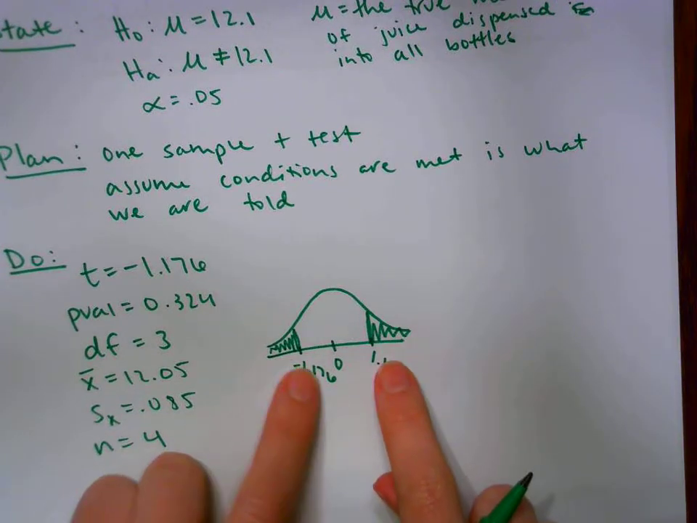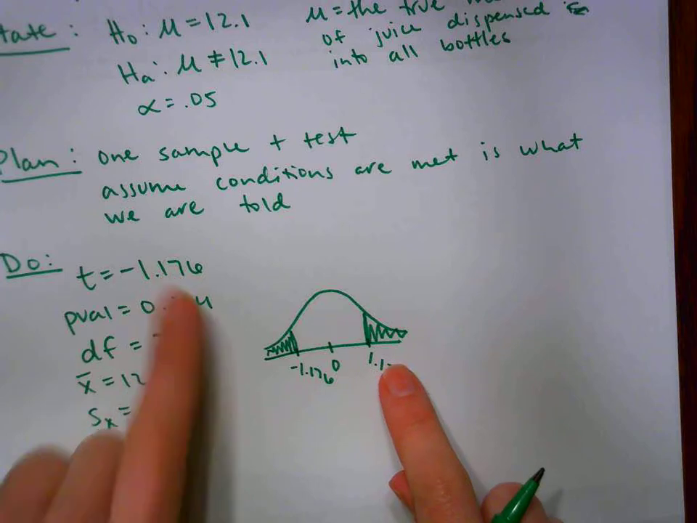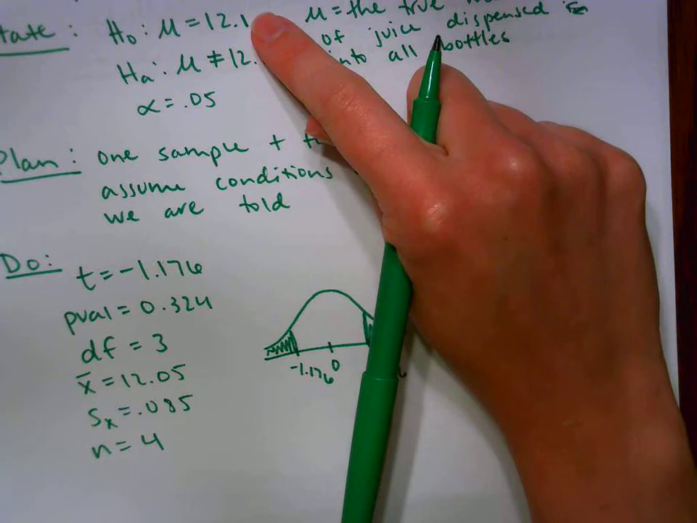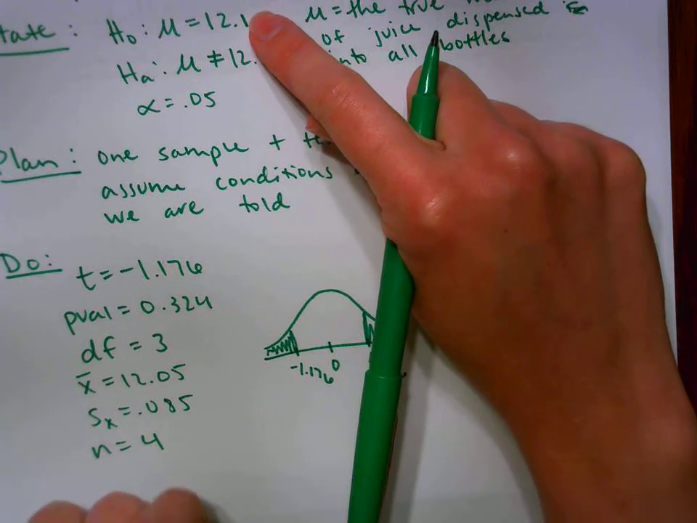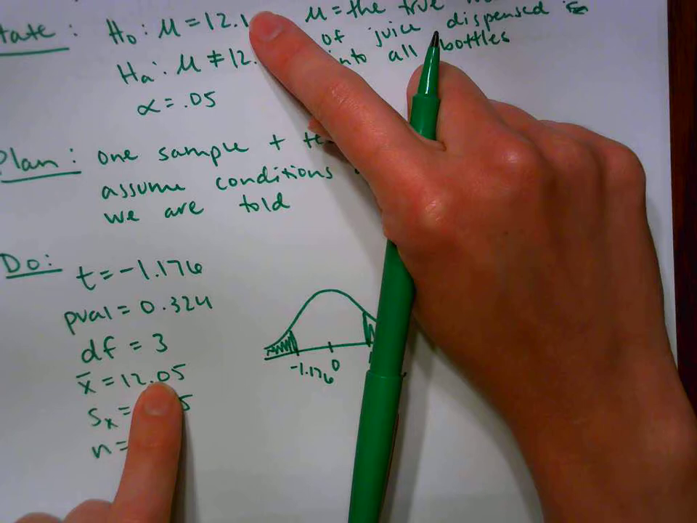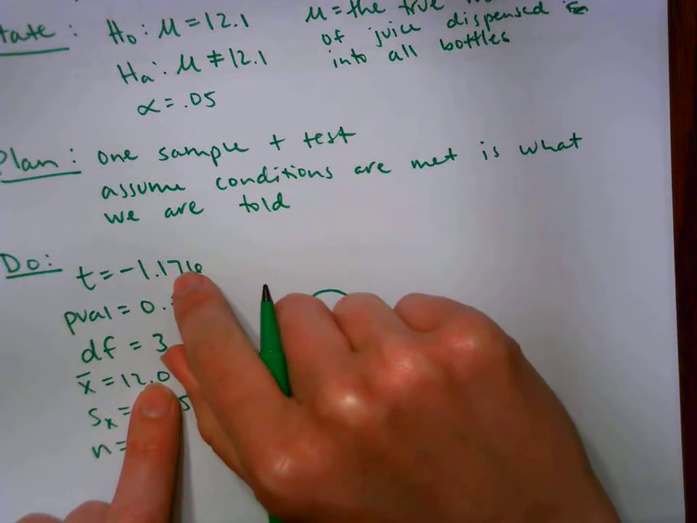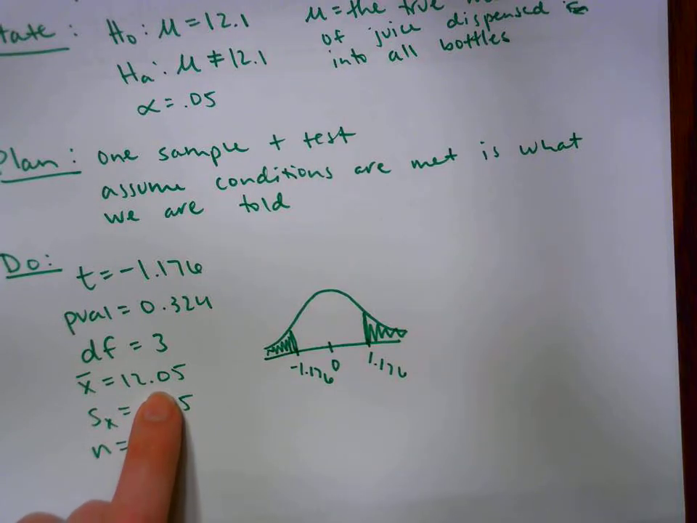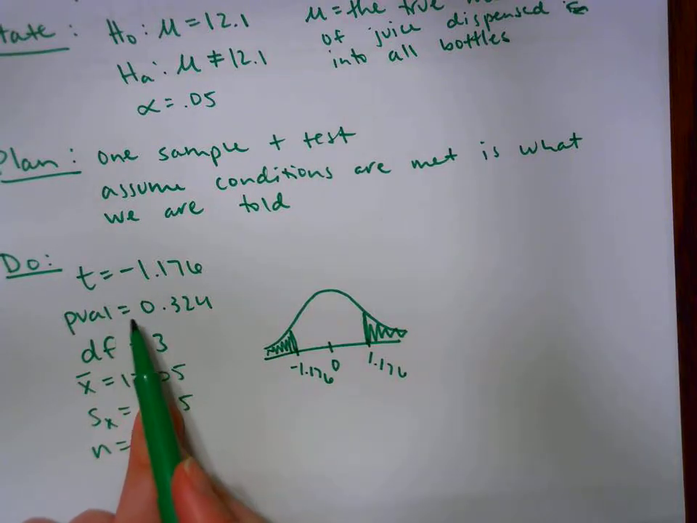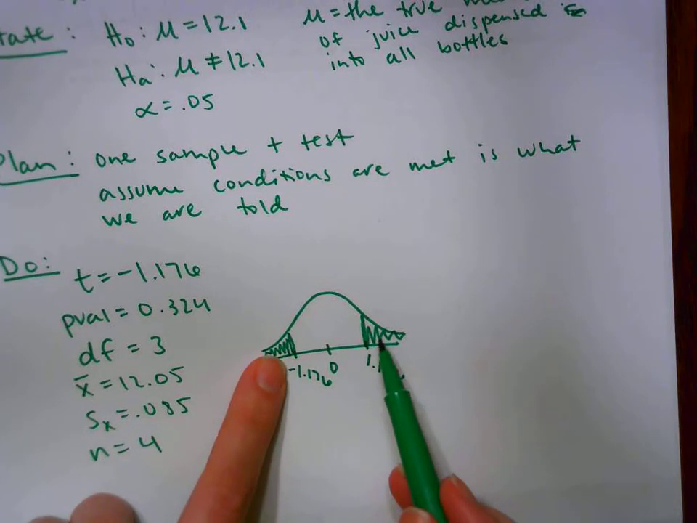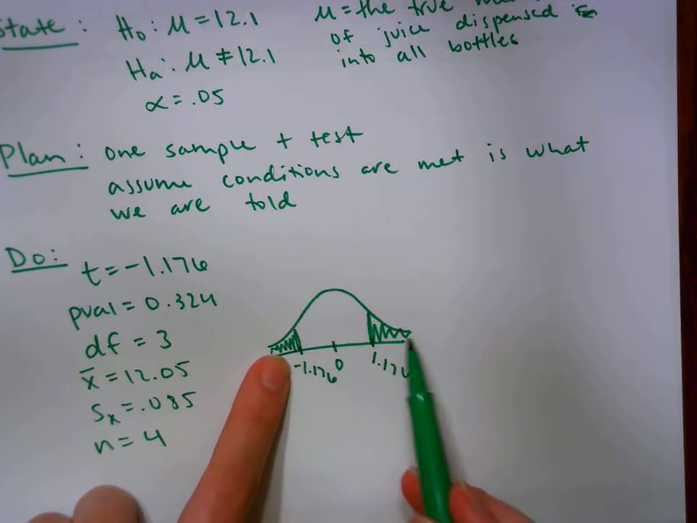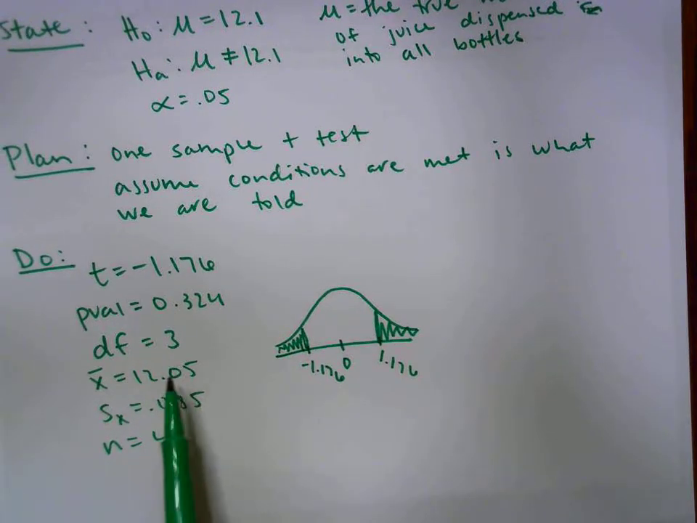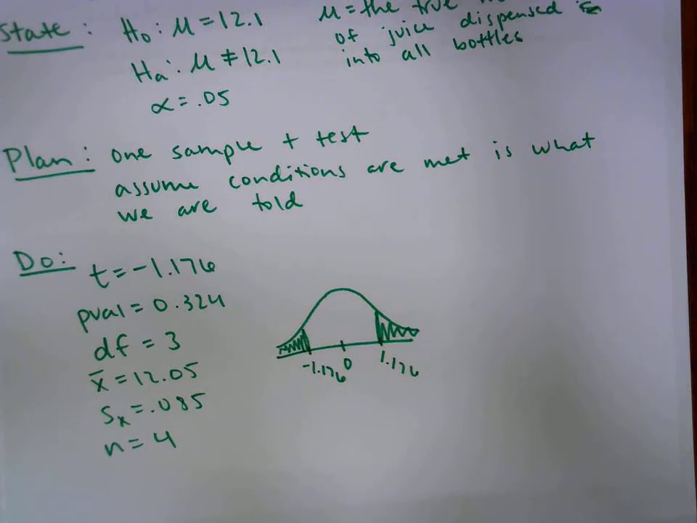So this is a standardized form of how far our test statistic falls from our population claimed value of 12.1. Okay, so our sample result is about 1.176 standard deviations away from this 12.1 mean. That's what the t-value is. Now our p-value is this area that's shaded. So if you were going to actually find this area by hand, you would get this p-value. And then the degrees of freedom is, we know, n-1.